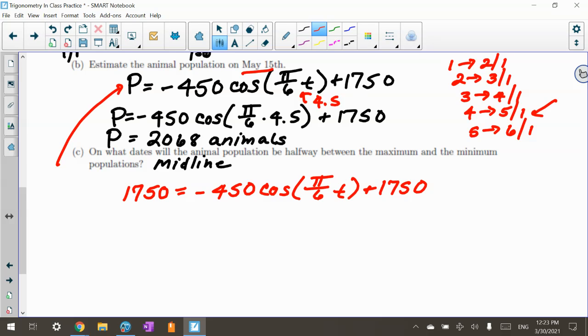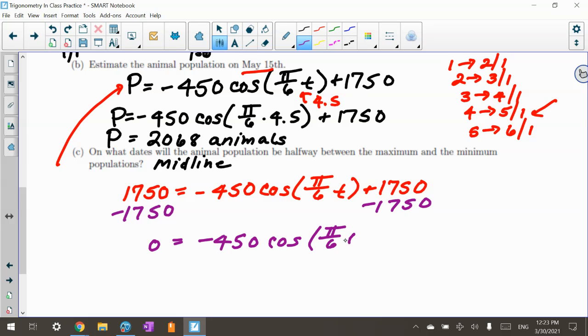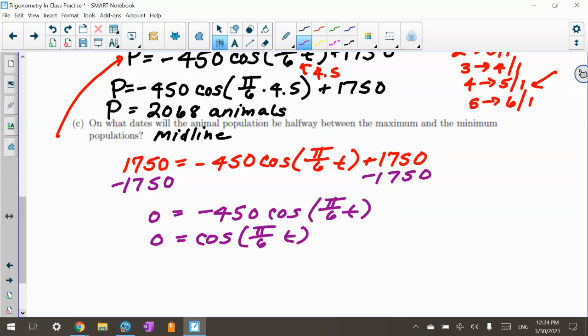Now, when you solve this one, it's kind of fun because look what happens when I start doing my normal math. When I subtract 1750, look what happens over here. I get a 0. That's cool. So I got 0 equals negative 450 cosine pi over 6t. And then the negative 450 is hooked to the cosine by multiplication, so when I divide both sides by negative 450, 0 divided by negative 450 is 0. That's also cool. Okay, so I have 0 equals the cosine of pi over 6t.